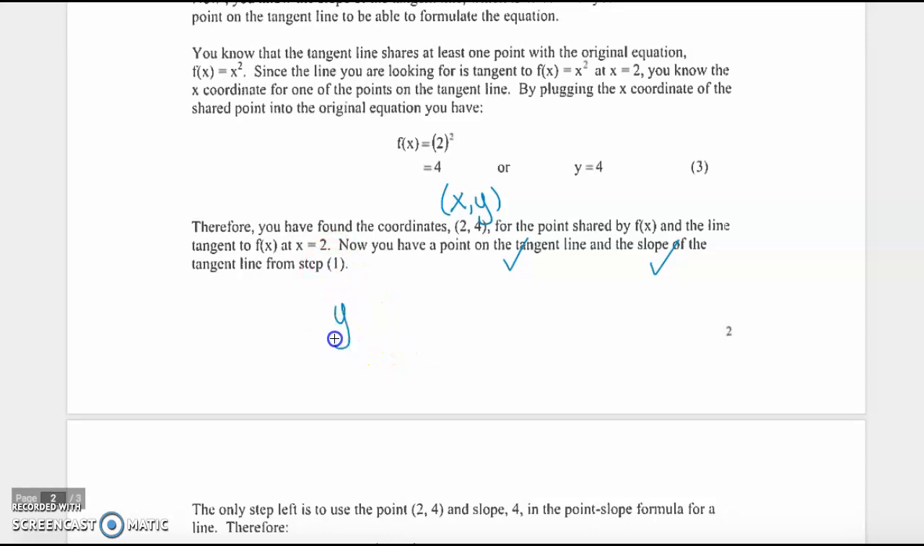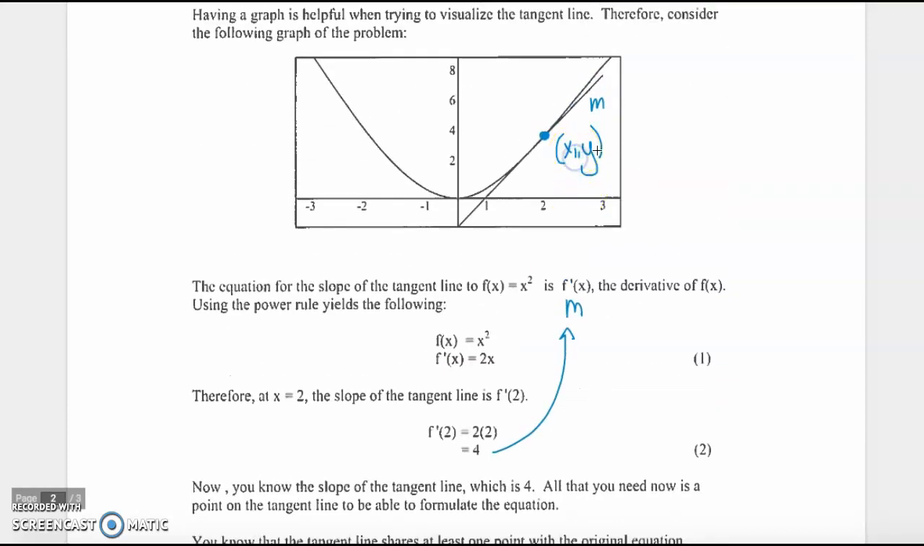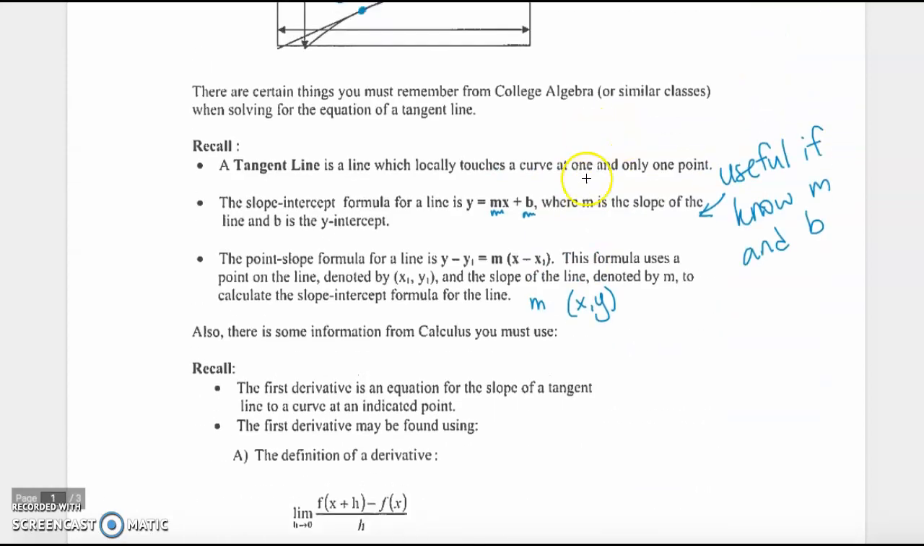So y minus y1 equals m times x minus x1. And I guess in this scenario, I should have been writing that this is x1 and this is y1. It's just a point, right? It's not your formula itself. So this is x1, y1. And then up here I wrote it as well, so x1, y1.